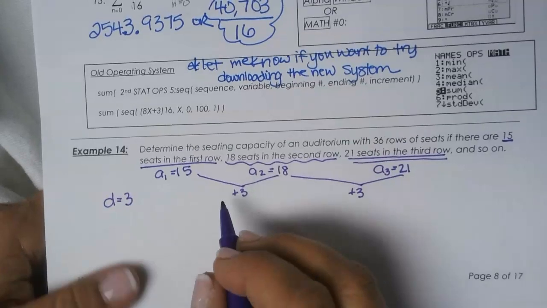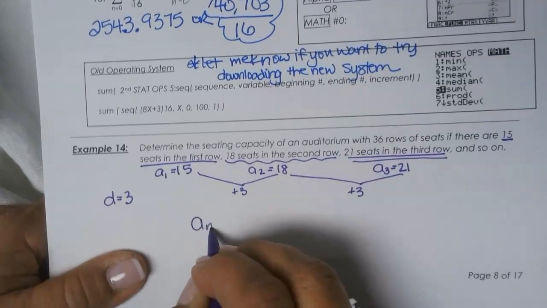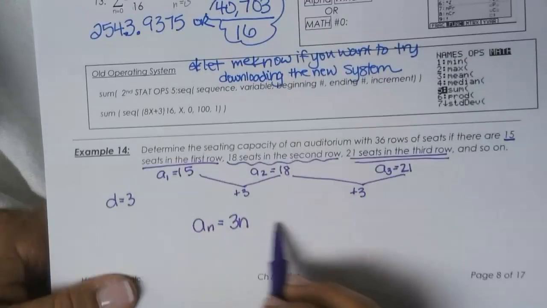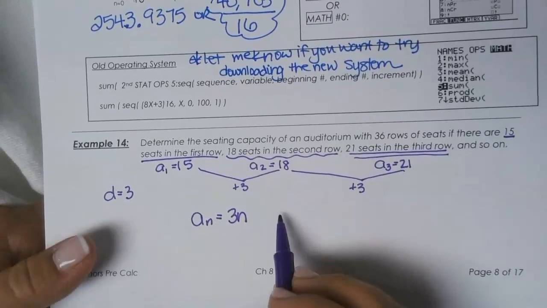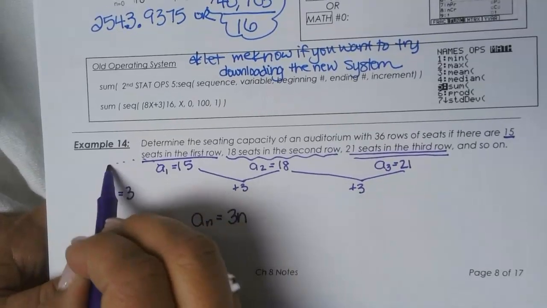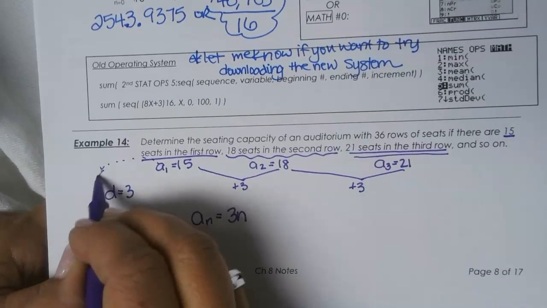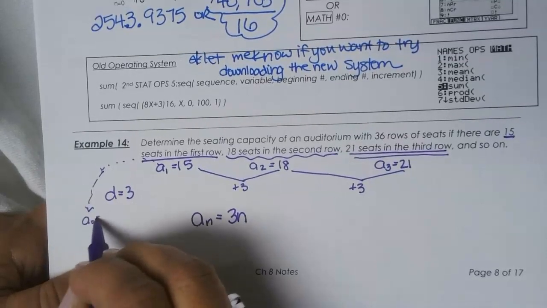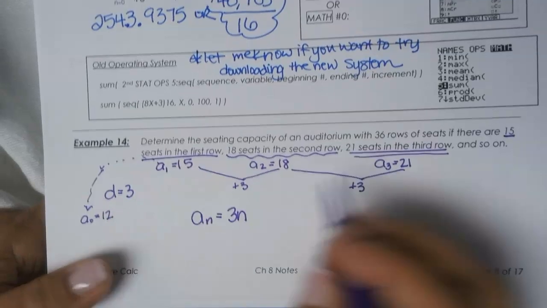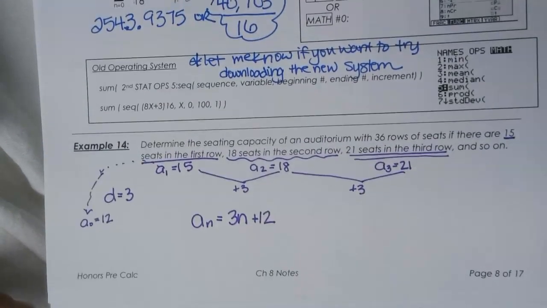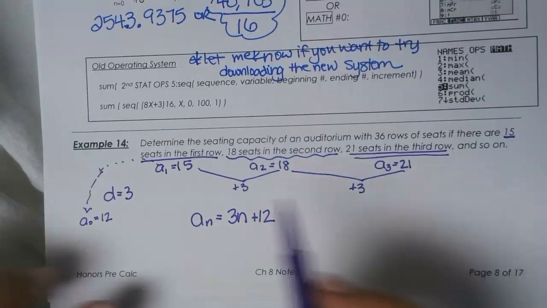So in the rule, we would have that a sub n equals 3n. And now we would just need to find what the y-intercept, the a sub 0 term is. Well, the nice thing is we know a sub 1, so we could work backwards. And I'll put it over here because we have to know what d is first. Now we know that a sub 0 could be 12. So that's going to be our rule, is that a sub n equals 3n plus 12.